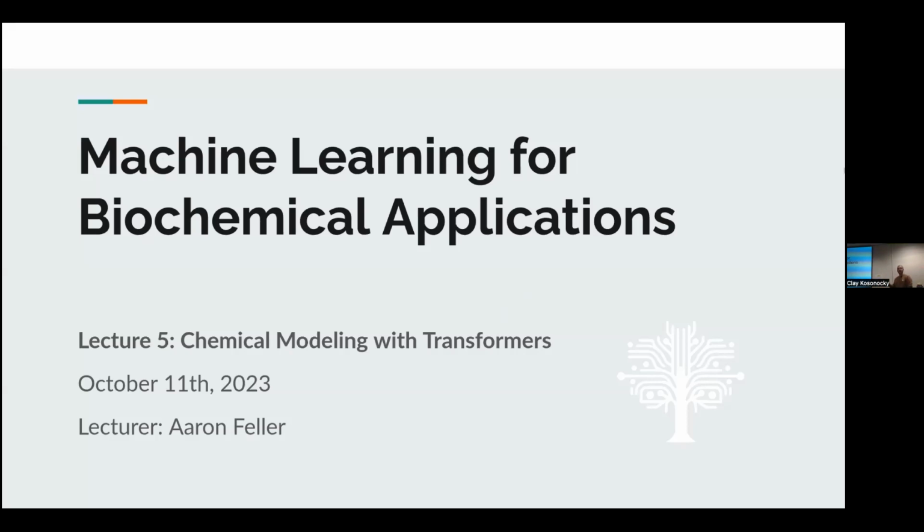And so the first half of the class was, I'd say, a little bit more basics and background. Starting with today's lecture, lecture 5, and moving forward, we're going to dive deeper. Today I'll be covering chemical modeling with transformers. This is the fifth lecture in our series, Machine Learning for Biochemical Applications. I'm Aaron Feller. I taught the second class on programming using AI agents.